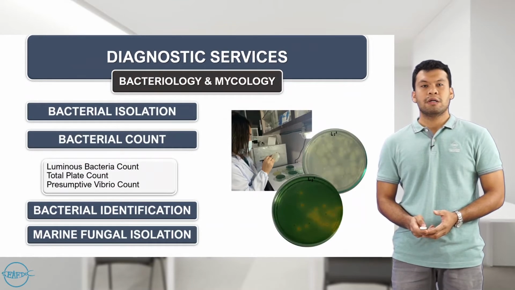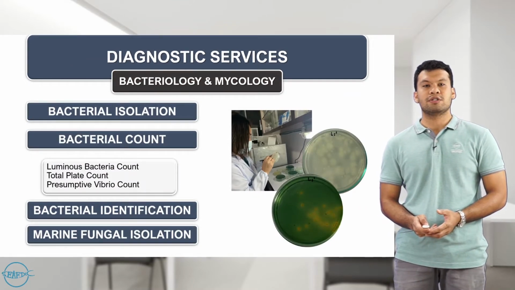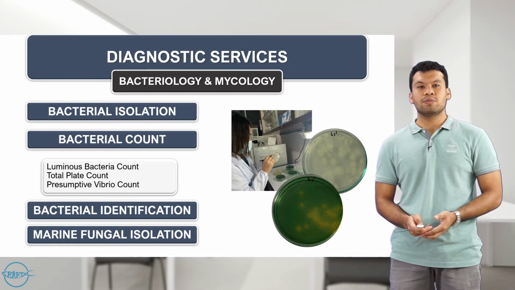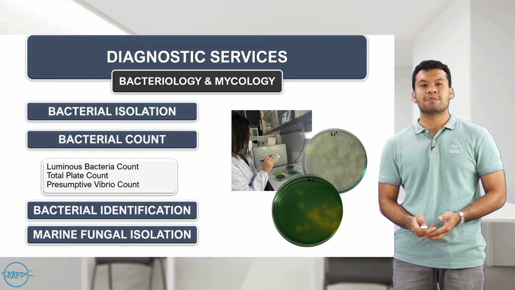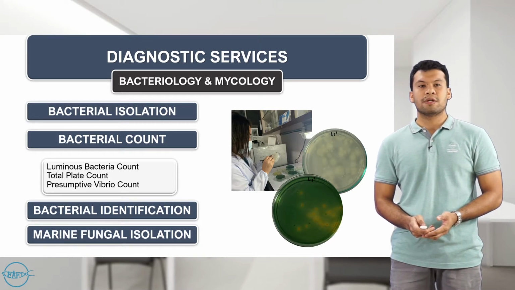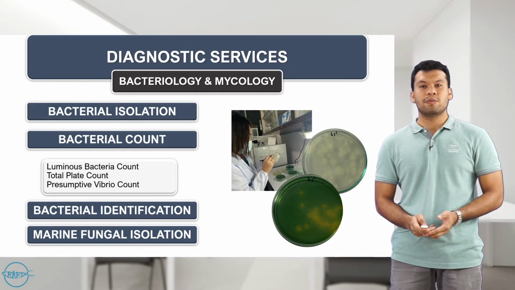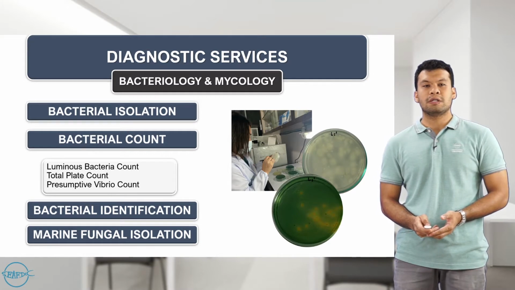For the bacteriology and mycology part, we have bacterial isolation, wherein we can conduct different isolation from biological samples, and also from your water and soil sample. For bacterial count, we have luminous bacterial count, total plate count, and presumptive vibrio count after we do the isolation process. And then right after, we can also conduct bacterial identification.